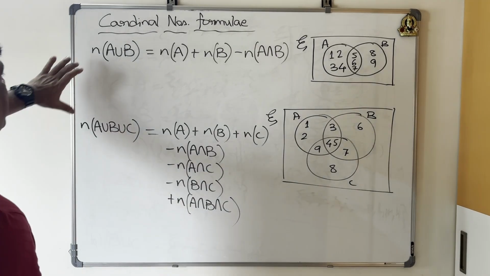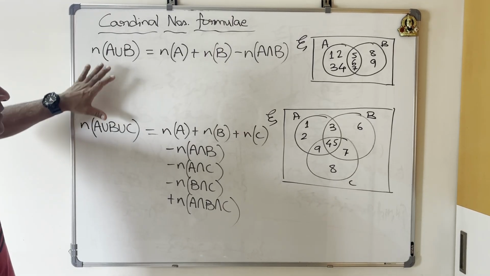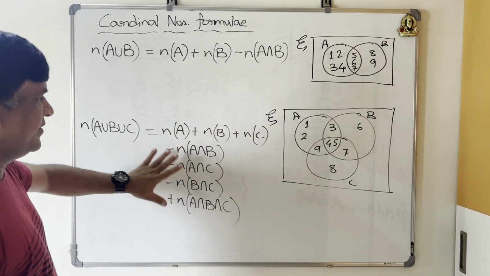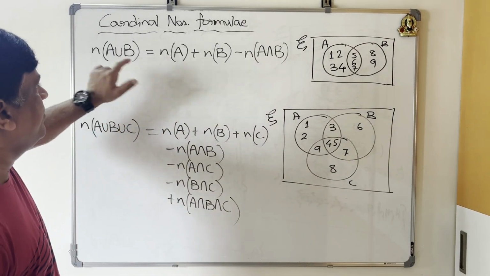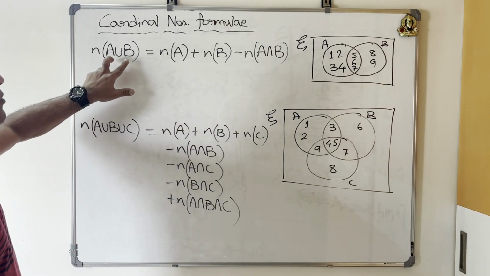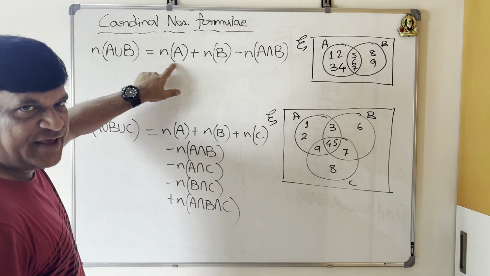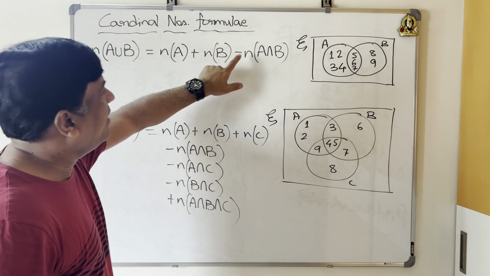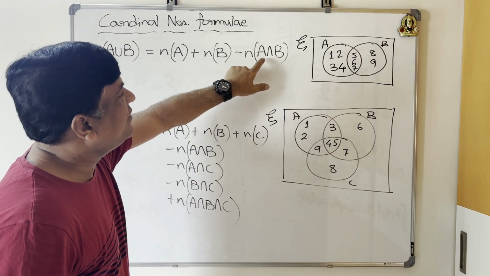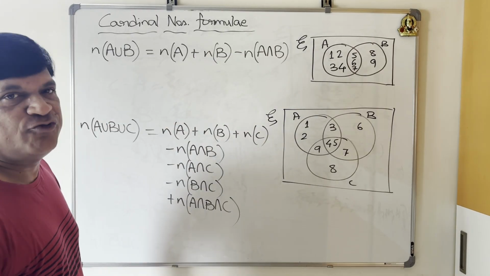Now let's look at the cardinal number formulae which we have studied in sets earlier, right? Let's see whether we can prove these formulas correct by using the Venn diagram. You remember, if there are two sets A and B, the cardinal number of A union B should be equal to the sum of the cardinal number of A and the cardinal number of B, minus the cardinal number of A intersection B. That is the formula which we have learned. So let's try to solve this one.